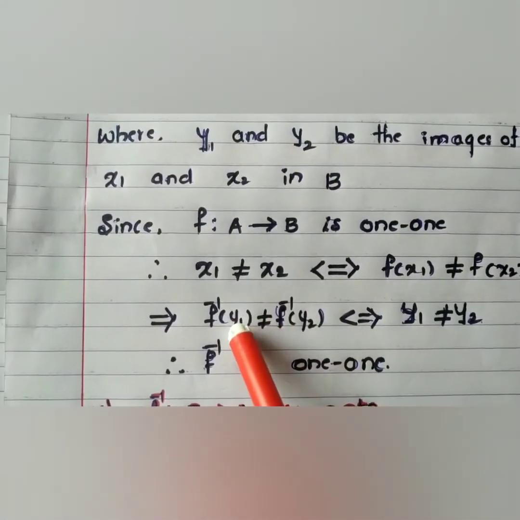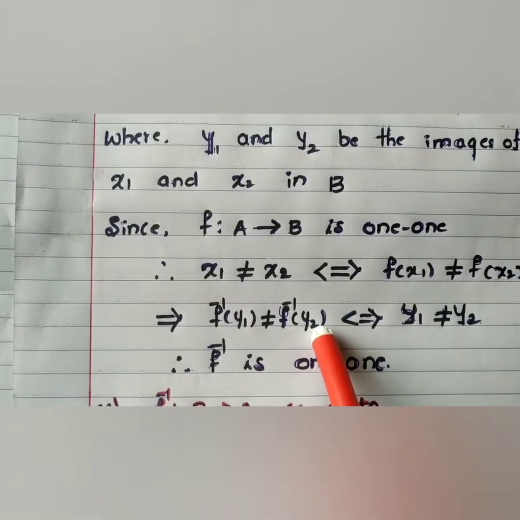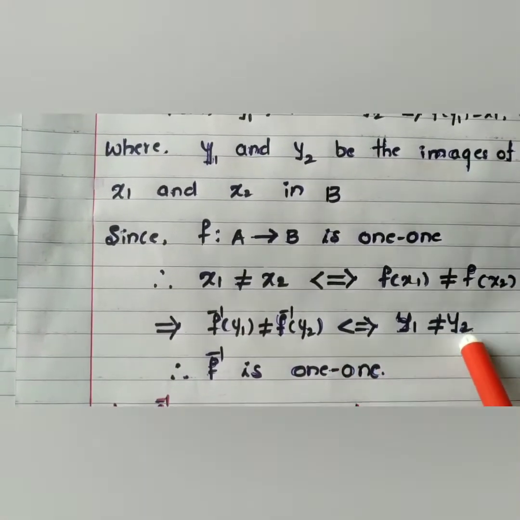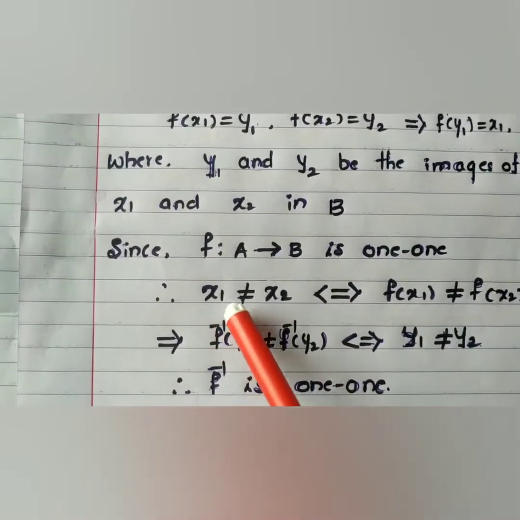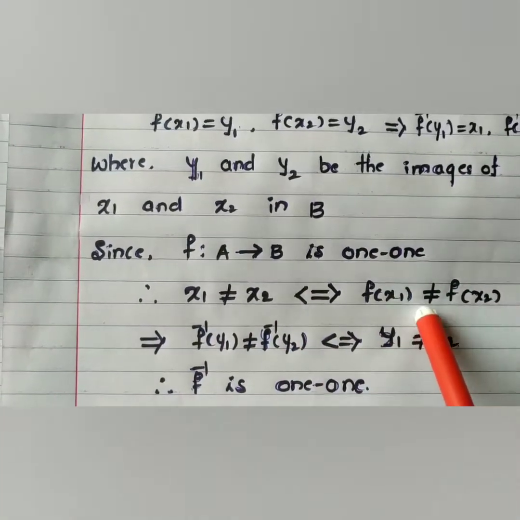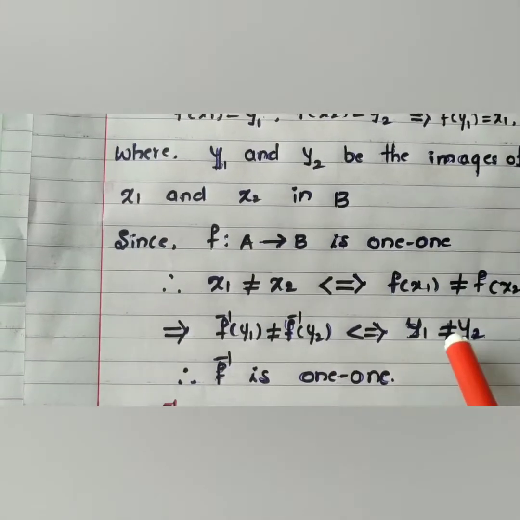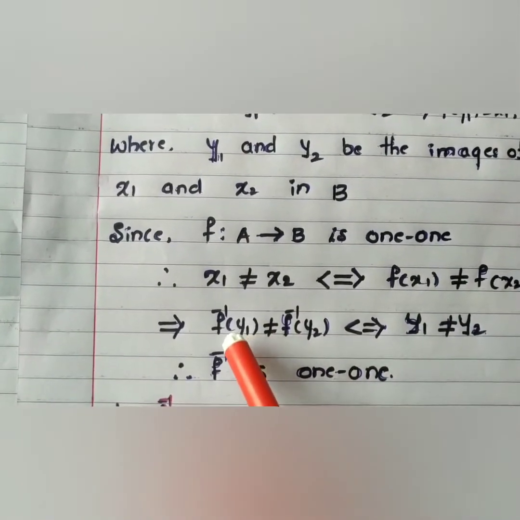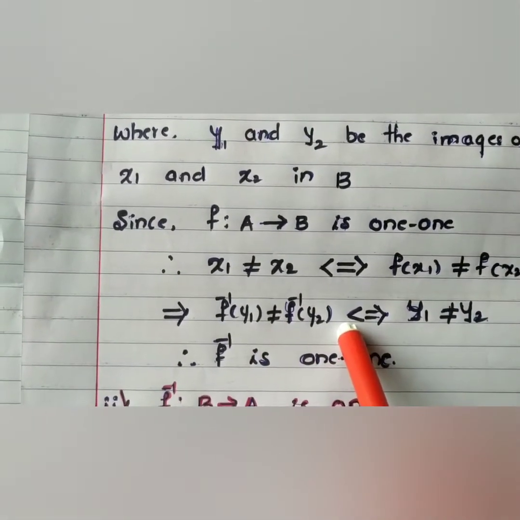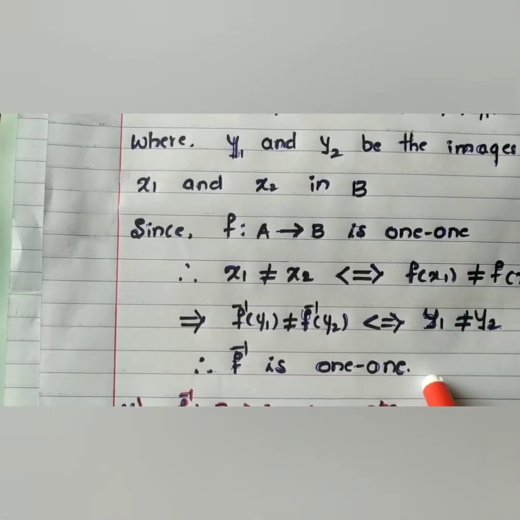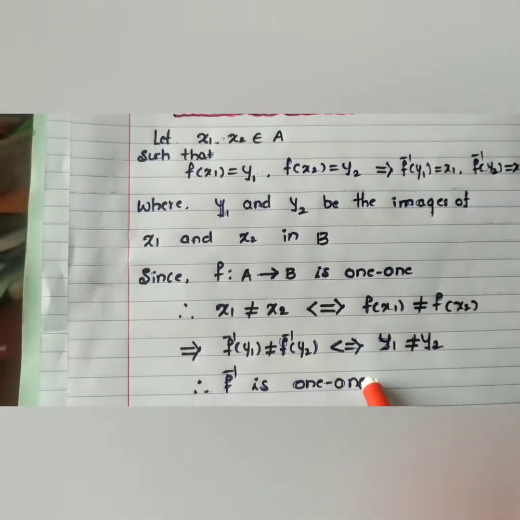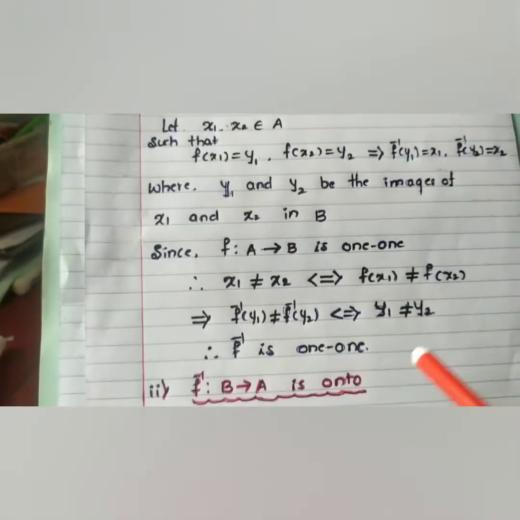What you get: f inverse of y1 is not equal to f inverse of y2 implies y1 is not equal to y2. If x1 is not equal to x2 implies f of x1 is not equal to f of x2, that means f is 1-1. If y1 is not equal to y2 implies f inverse of y1 is not equal to f inverse of y2, that means immediately f inverse is also 1-1. It is the method by which we get that f inverse is 1-1.